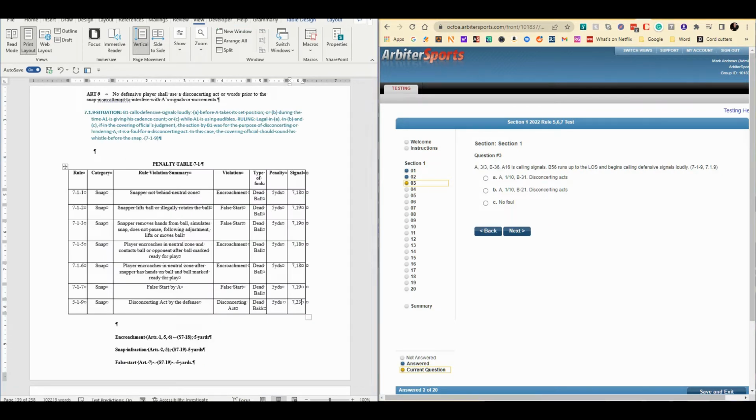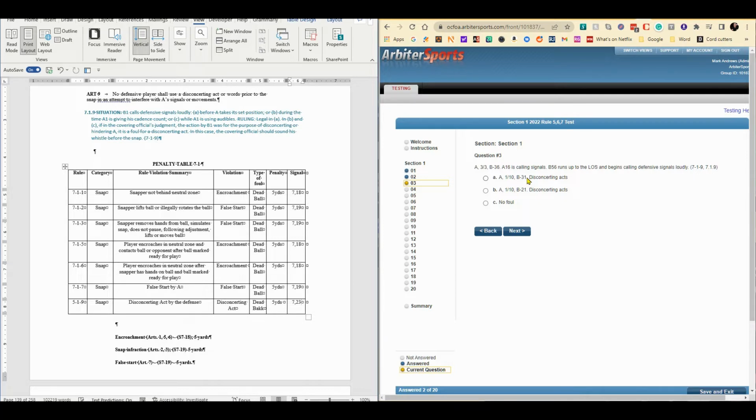All right, question number 3. A 3rd and 3 at the B36. A16 is calling signals. B56, defensive player, runs up to the line of scrimmage and begins calling defensive signals loudly.